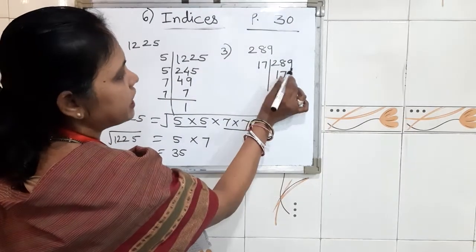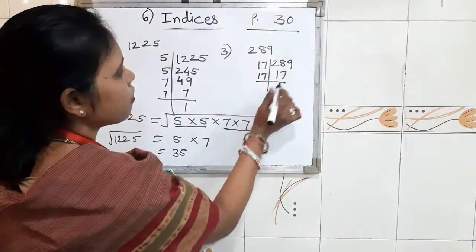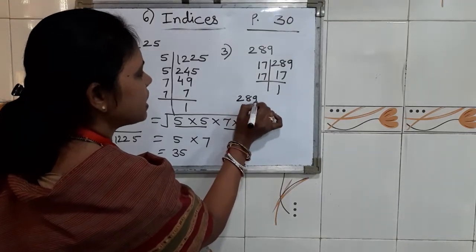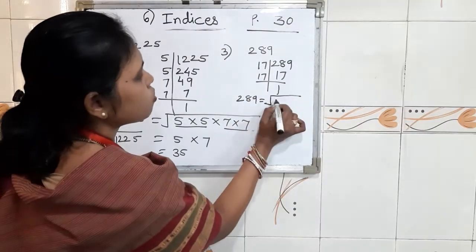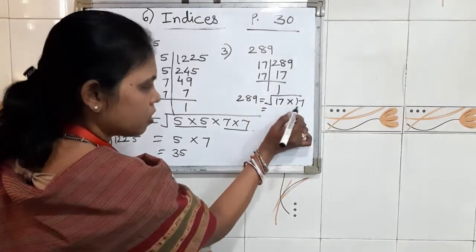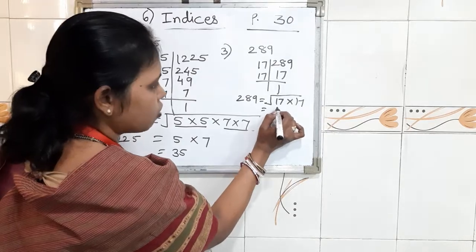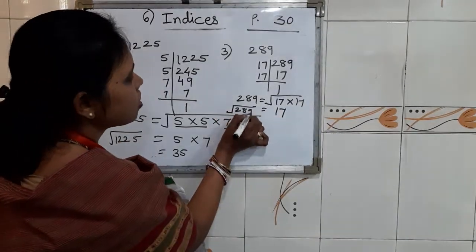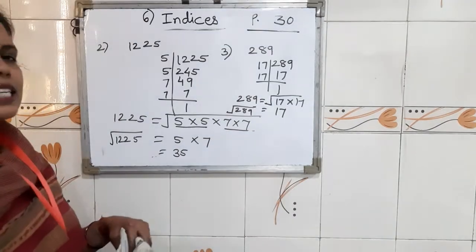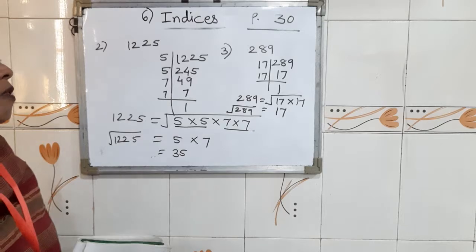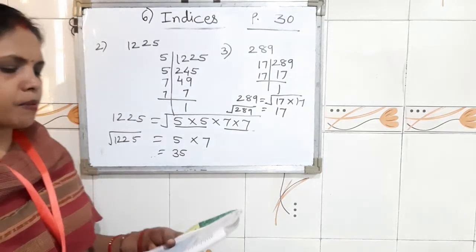17 times 17 is 289. Therefore, this sum you can write directly also. 289, that is in square root 17 into 17. When it is removed from the square root, you will get 17. Means the square root of 289 equals 17. In this way, we have completed up to the third sum.